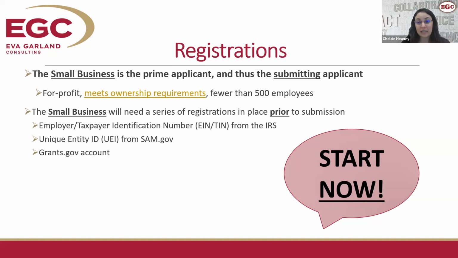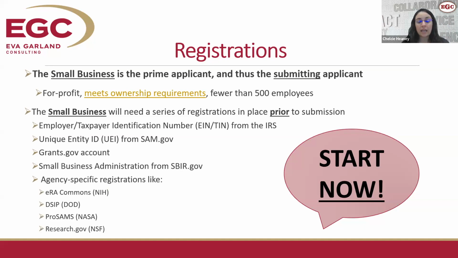You also will need a grants.gov account specifically for your small business. You'll also need to register with the Small Business Administration. And then there are a variety of agency-specific requirements. So for example, registering your small business in eRA Commons for NIH, DSIP for DoD, ProSAMS for NASA, or research.gov for NSF. So while you as a PI or an academic may have, say, an eRA Commons account, your small business will also need to have an eRA Commons account.